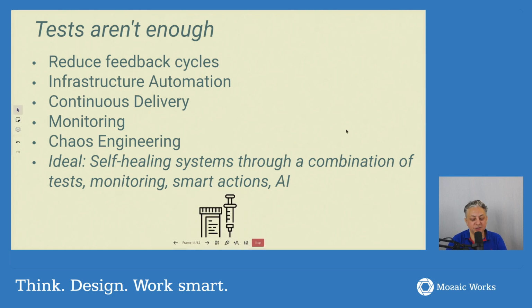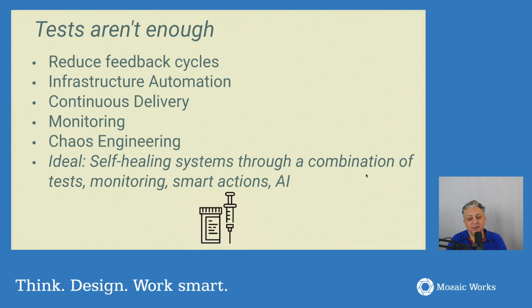Then there's chaos engineering, which is a very weird idea, but it's basically, if we have a complex system in production, let's try to randomly stop things and see what happens, because this is how we find potential issues that we can then fix. And the ideal that we are striving for is self-healing systems.